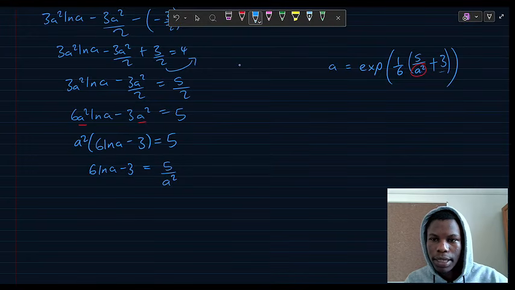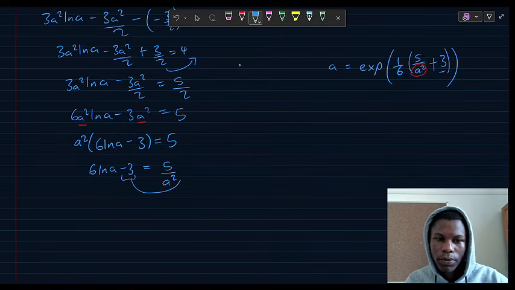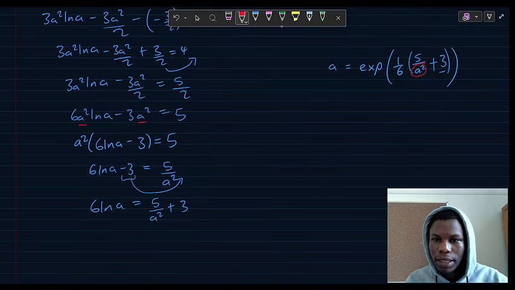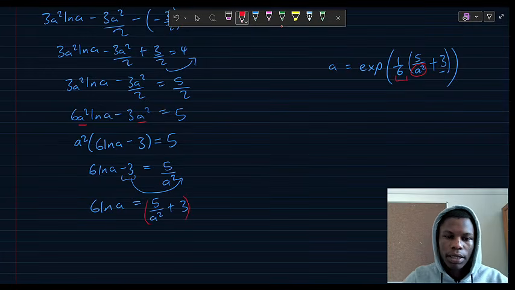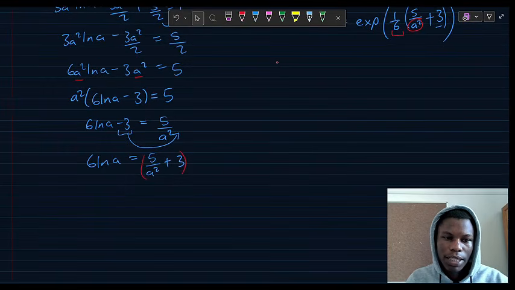And now I can see that I've got this 3 that's adding. I can get that by just moving that there. So I've got 6 ln a is equal to 5 over a squared plus 3. And now I've got this 1 over 6 that's multiplying this whole thing. So I can do that if I just multiply both sides by 1 over 6.